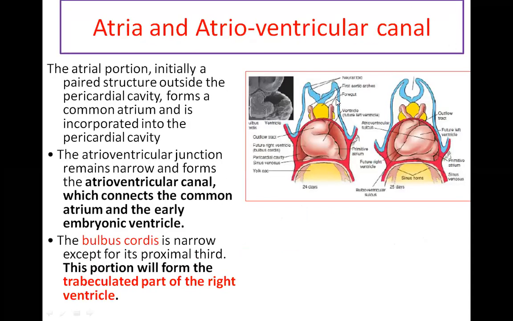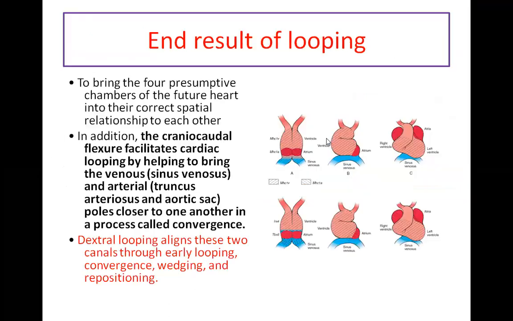Now, how the atria and the atrioventricular canals are formed. The atrial portion is initially a paired structure, as there were 2 tubes, and because of the lateral folding they were coming close to each other. But the caudalmost part failed to fuse. Okay, it did not fuse. So initially they are paired structures, so when paired they will be lying outside the pericardial cavity.